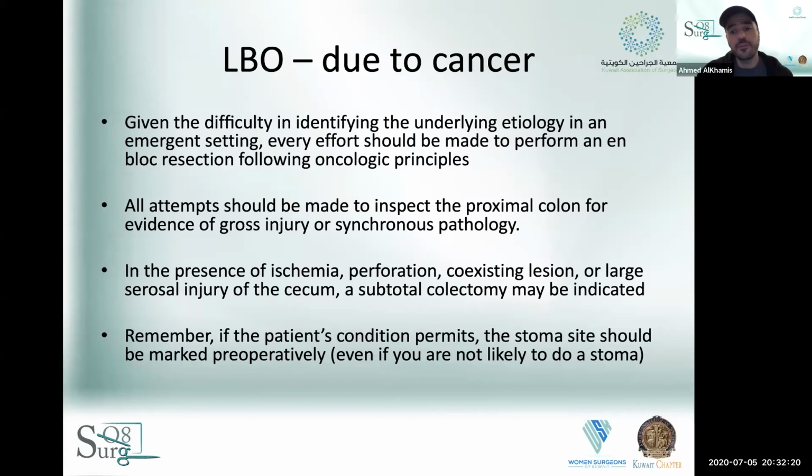All attempts should be made to inspect the proximal colon for evidence of gross injury. If you have an advanced lesion, the risk of having other lesions is high, so you have to check the rest of the colon. The other thing that is very common, I've seen this many times, is a large bowel obstruction in the sigmoid and a tear in the cecum. So you have to check these things. You cannot just resect the colon and leave the rest, because you're going to have another perforation within the next 24 to 48 hours.